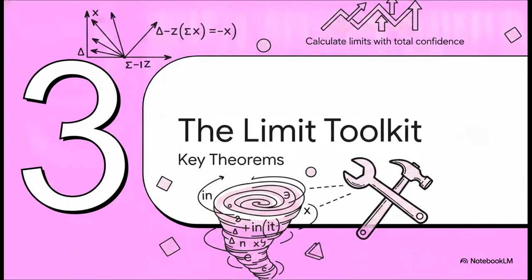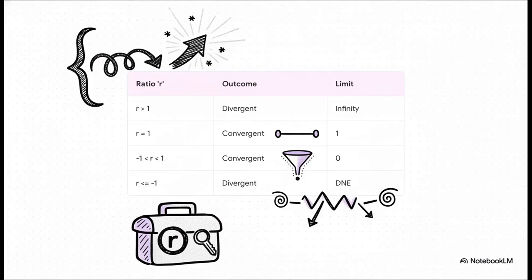Which brings us to section 3, the limit toolkit. This is where we get to equip ourselves with the practical tools and theorems we need to actually tame infinity and calculate these limits with total confidence. First out of the toolkit is the geometric sequence theorem. Remember that constant ratio r we talked about?